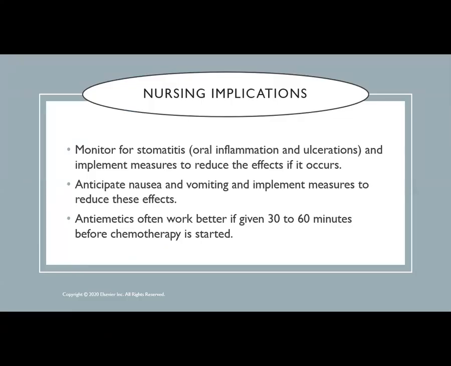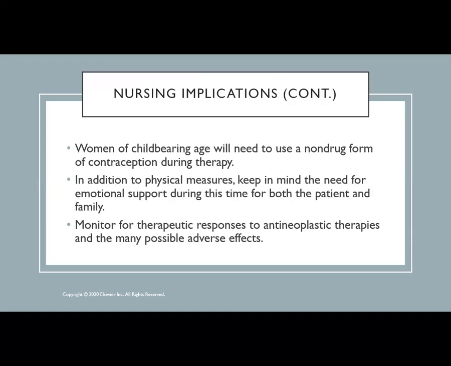So monitor for stomatitis, that oral inflammation and ulcerations, and implement measures to reduce the effects if it occurs. Anticipate nausea and vomiting and implement measures to reduce the effects. Antiemetics often work better if given 30 to 60 minutes before chemotherapy is started. So make sure that we're giving things like ondansetron before our patient actually has their chemotherapy, because we don't want them to feel sick during it. We want them as comfortable as possible.